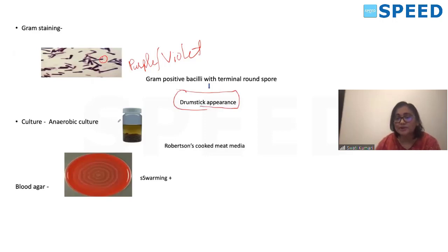This is the culture media. It is an anaerobic organism, so you cannot culture it in aerobic conditions. You need anaerobic culture media. This is Robertson's cooked meat media, which is used for anaerobic culture. You can see the meat particles, which give the anaerobic environment. On blood agar, it shows swarming, as you can see here.